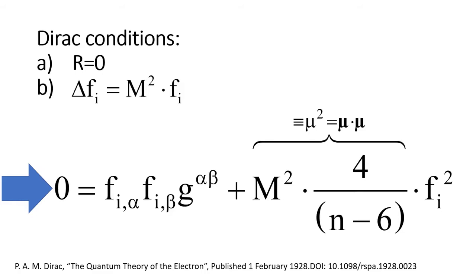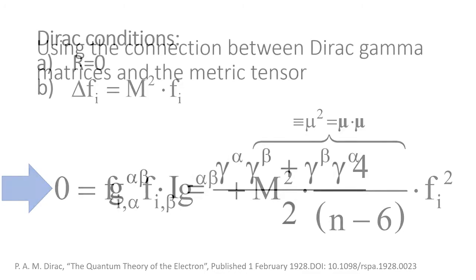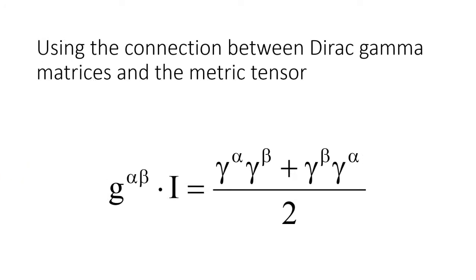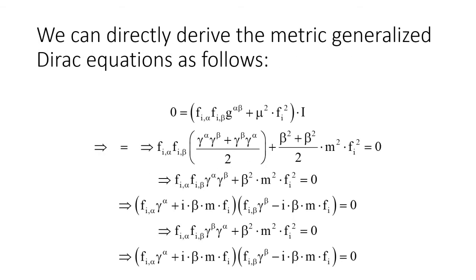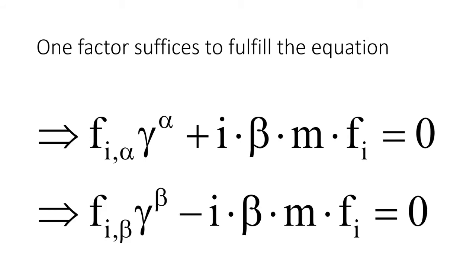In the next step, we add in the Dirac starting point, where he assumed that A, the spacetime can be assumed Ricci flat, and thus R equals 0, and B, the Laplace operator has an eigenvalue m squared. Now, by using the connection between the Dirac gamma matrices and the metric tensor, we can directly derive the metric generalized Dirac equation as shown here. As one of the factors in the last line suffices to fulfill the whole equation, we easily recognize the Dirac equation in its classical form.